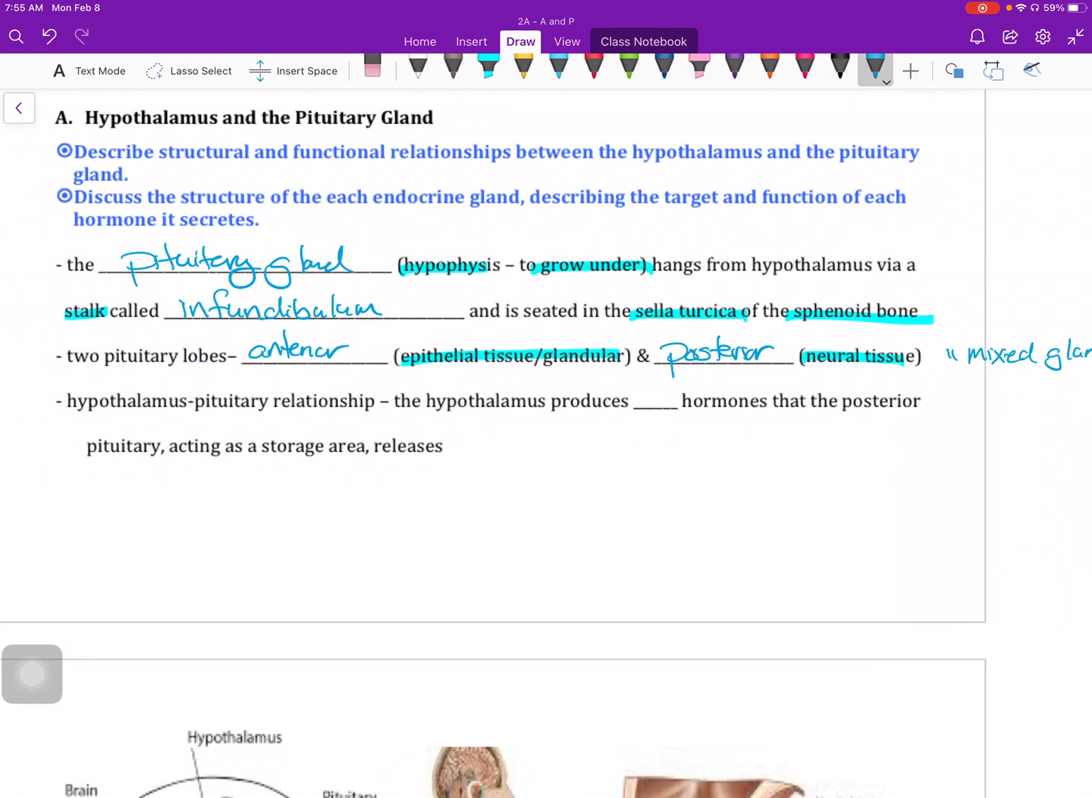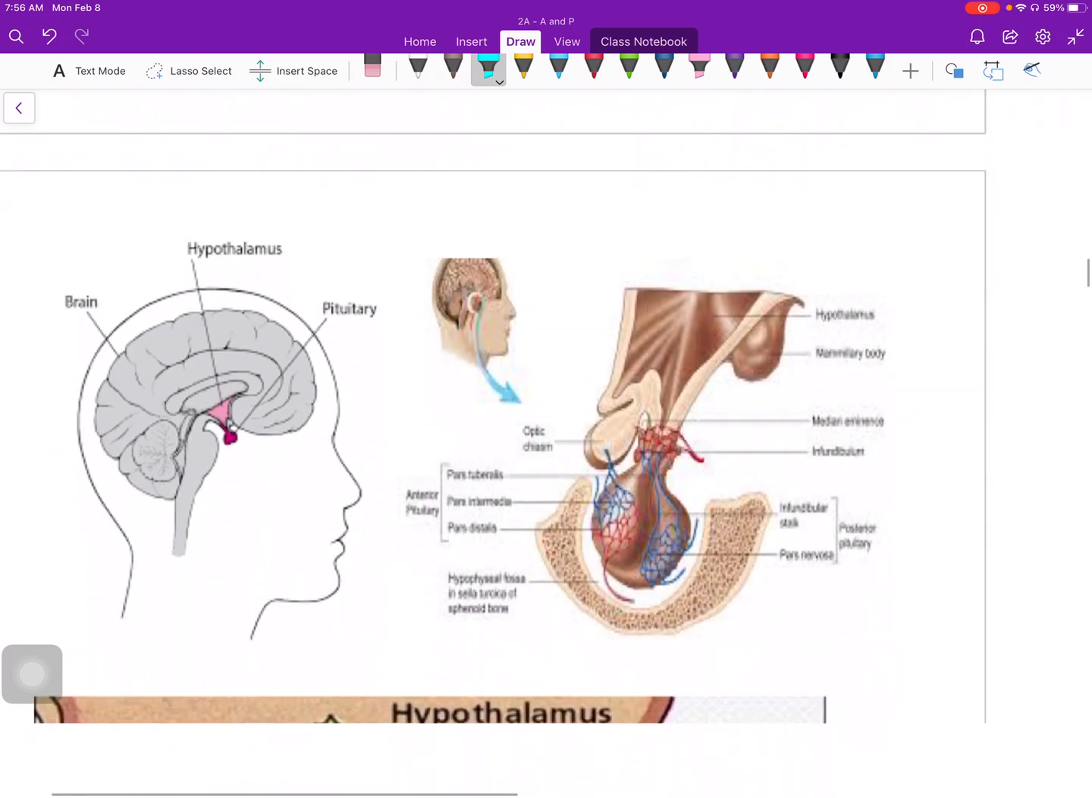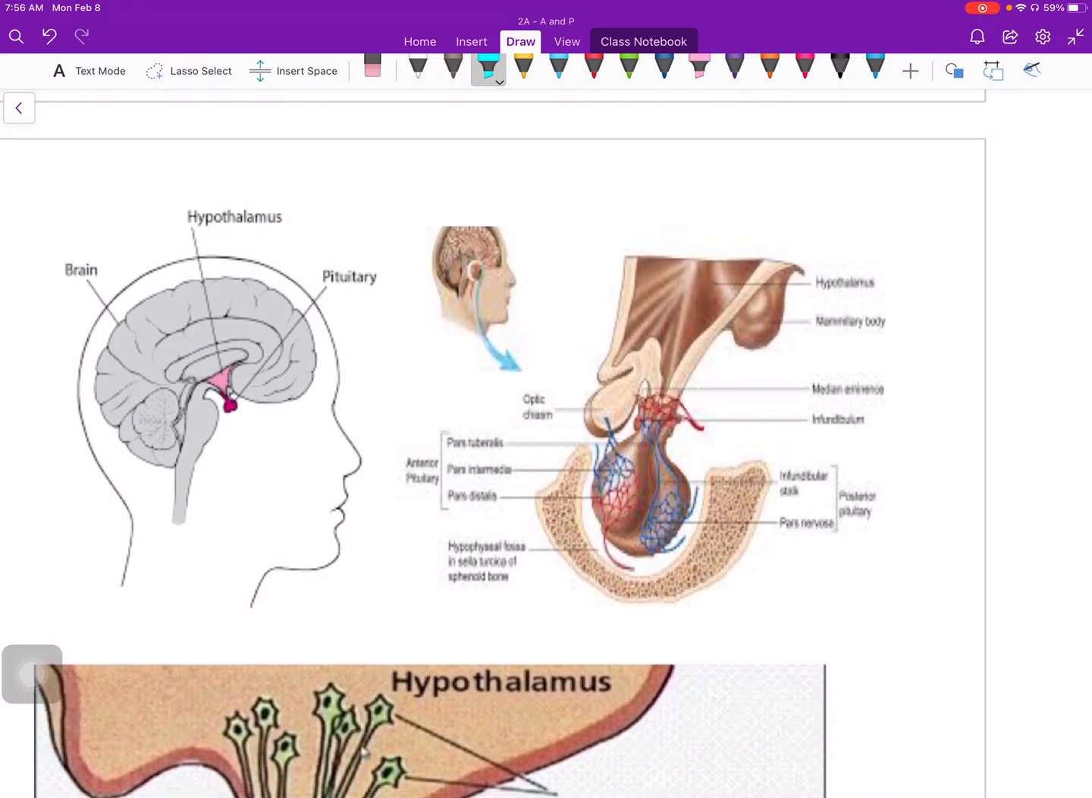The hypothalamus produces two hormones that the posterior pituitary stores and releases. So the posterior pituitary does not produce its own hormones. It stores and releases them. So you can see here the hypothalamus. You can see the pituitary. Here, this is anterior. Anterior is front.